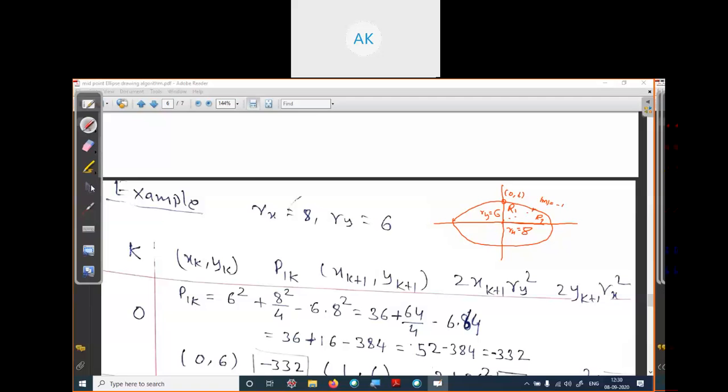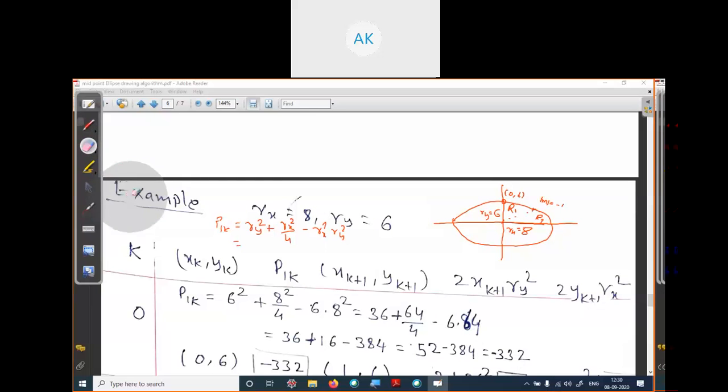The equation for the initial descent parameter in region 1: p1k equals ry square plus rx square ry... I'm just writing p1k equals ry square plus rx square by 4 minus rx square ry square. Put in the values. What is the value of ry? It is 6 square into rx square, which is 8 square by 4, minus 6 ry into rx square 8 square. Calculate all the values, and after calculating you will get minus 332.